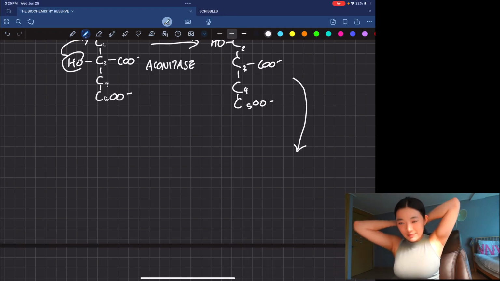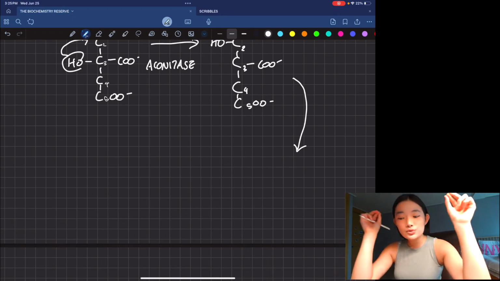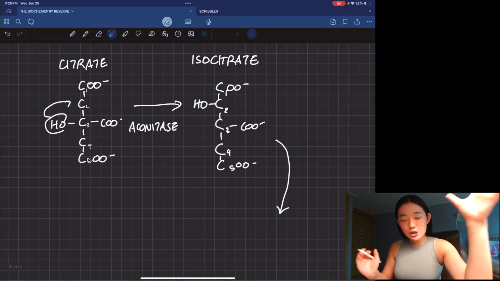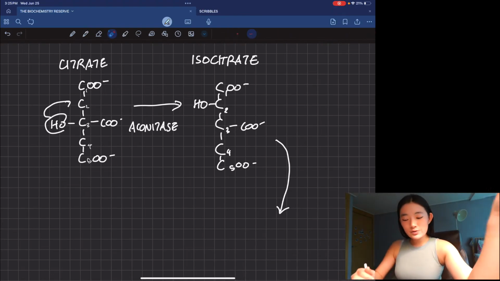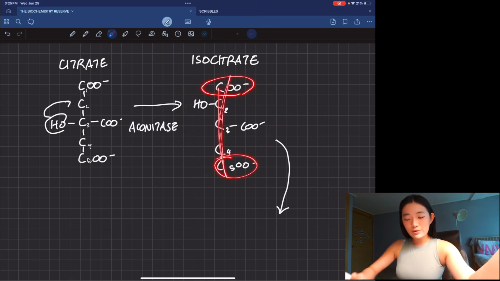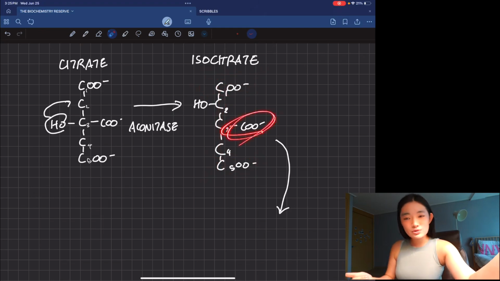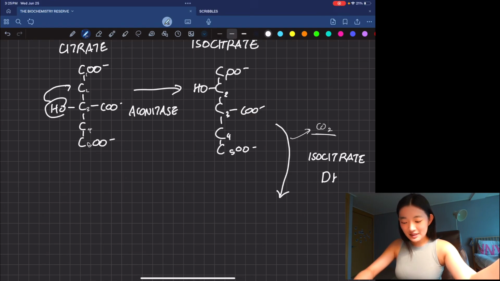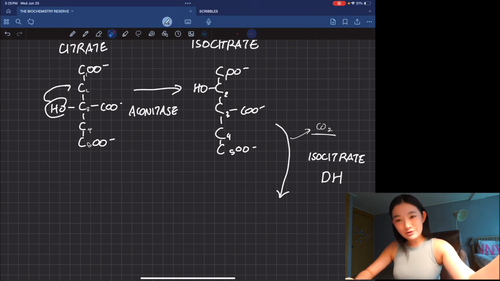All right, the next step, this is the first time that we're gonna lose a carbon, okay? Now, we're gonna lose a carbon. Intuitively, if we were to lose a carbon from this molecule, would we rather lose the carbons that are sitting really prettily in the backbone of the molecule, or would we rather lose the one that's sticking out like a sore thumb? The one that's sticking out like a sore thumb, right? Now, the enzyme that does this is isocitrate dehydrogenase.